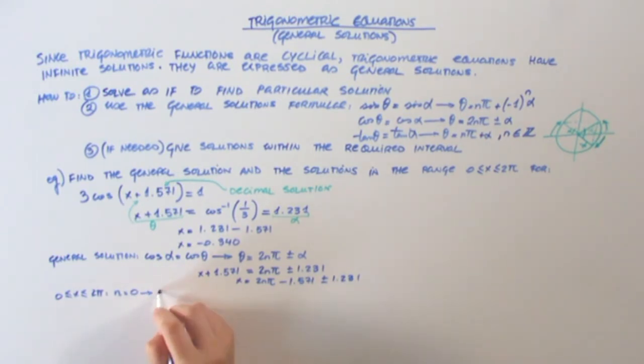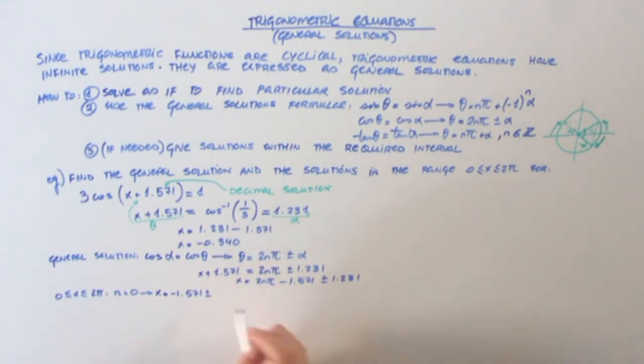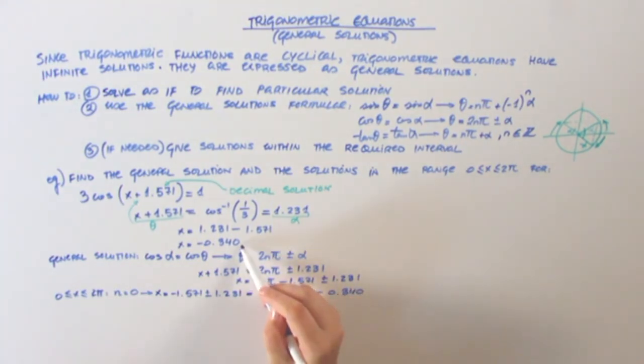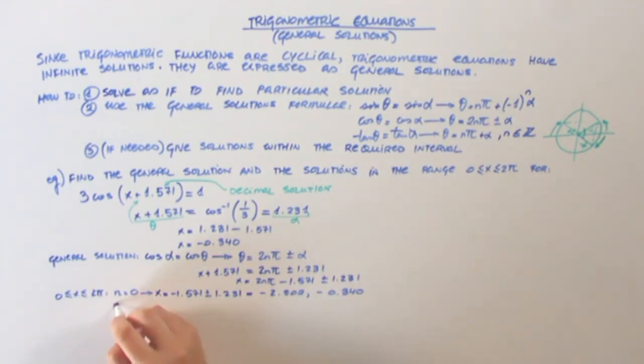If I've got n equals 0, then x equals minus 1.571 plus or minus 1.231. If you do that, I've got minus 2.802 or minus 0.340, which is this particular solution we found before. None of that is within range, so I keep on searching.